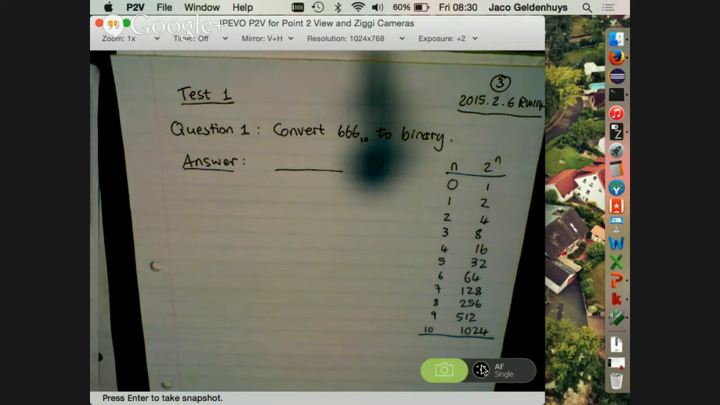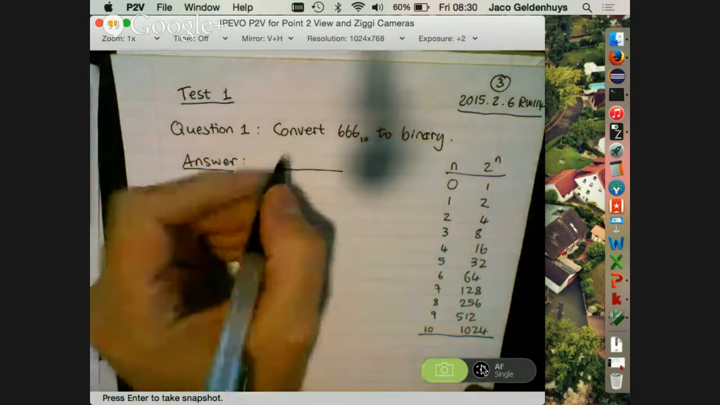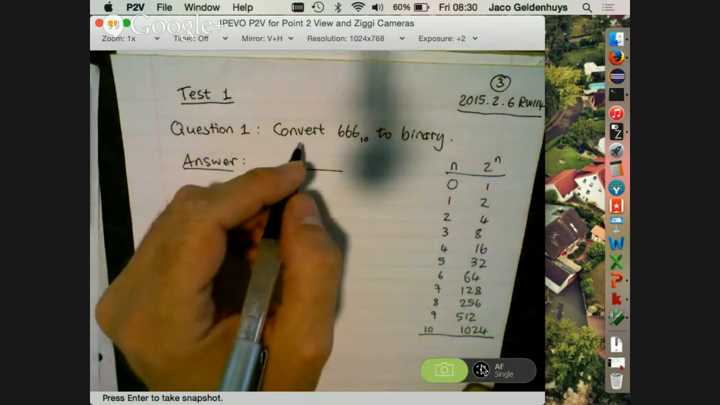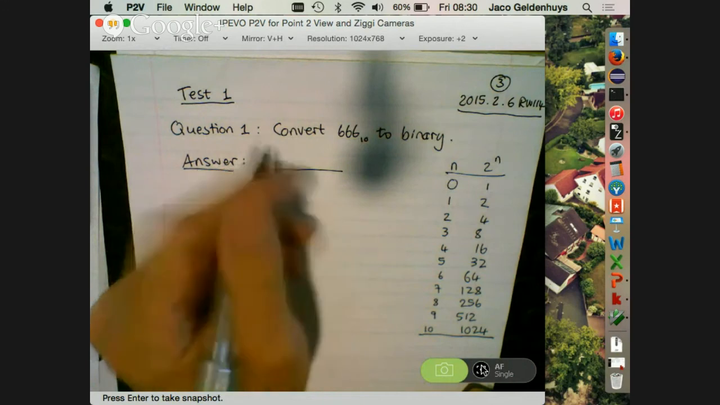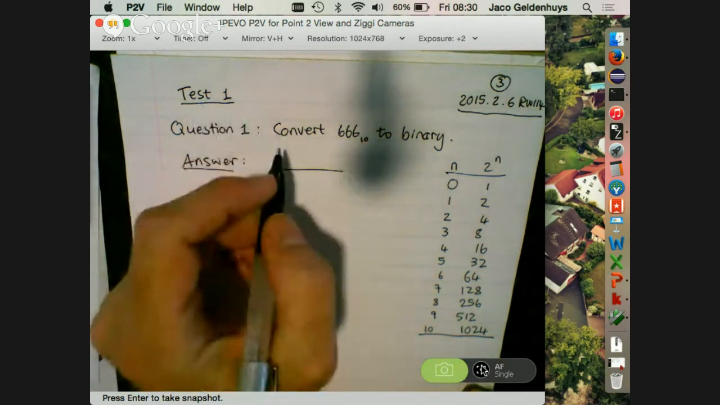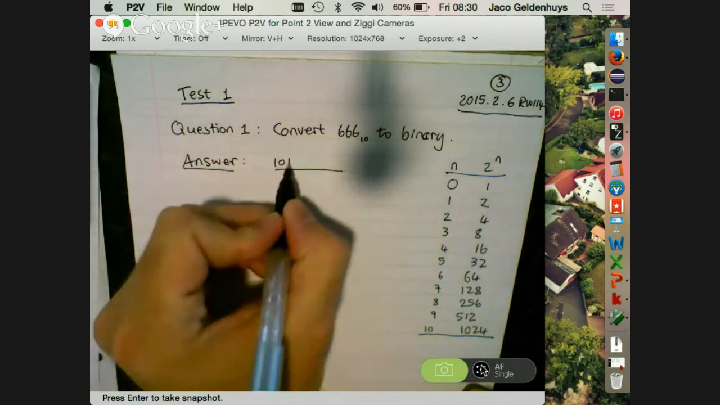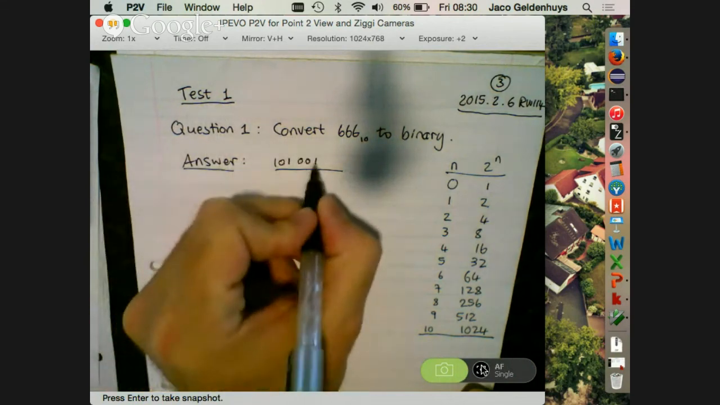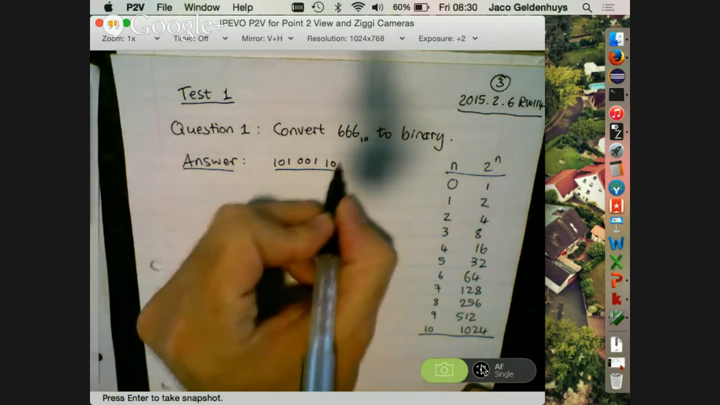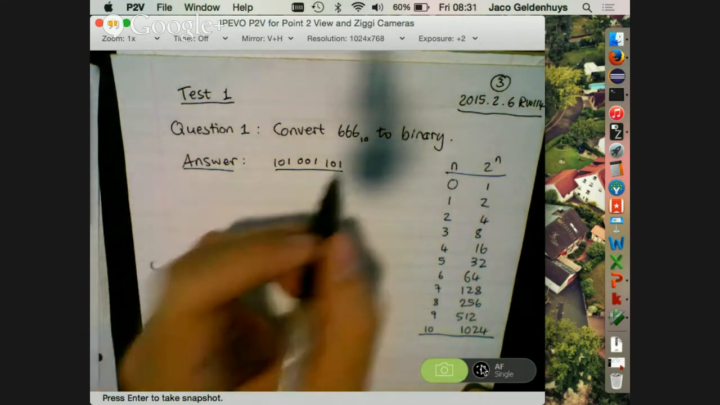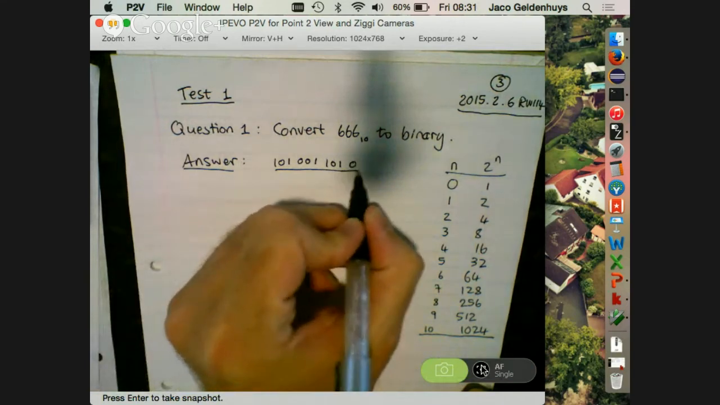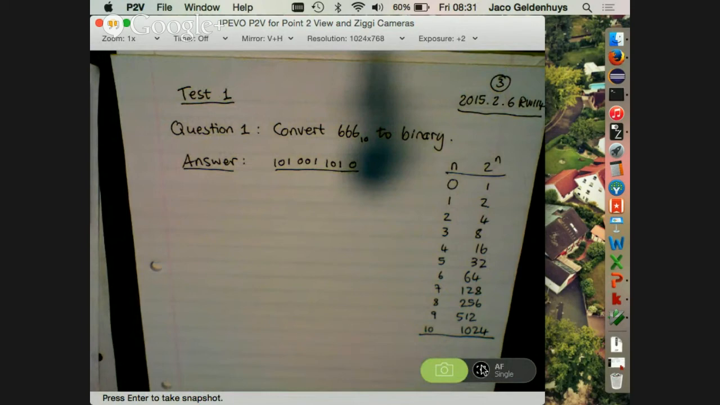What did you get, Clement? I got 1010011. Let's read that in groups of 4. Actually, no. Let's do it in groups of 3. 101, 001, 101. Ugly duckly. Let's see if Clement is correct. No, let's give everyone a chance to finish. We have time. We don't have time.